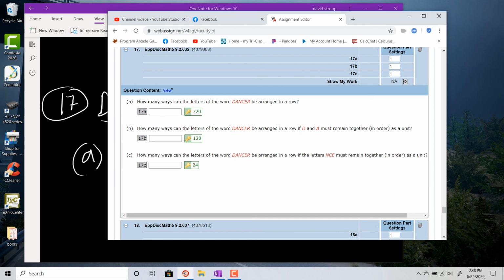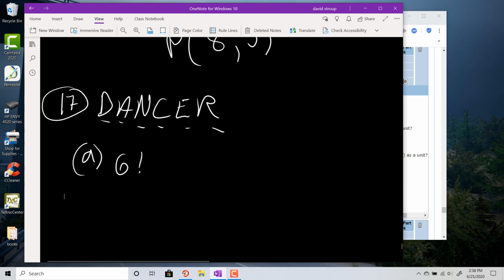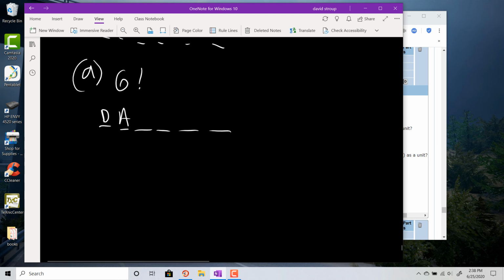How many ways can the letters of the word dancer be arranged in a row if D and A must remain together as a unit? They're saying D and A have to be together. So how many different ways can that happen? There's that way, there's this way, there's this way.